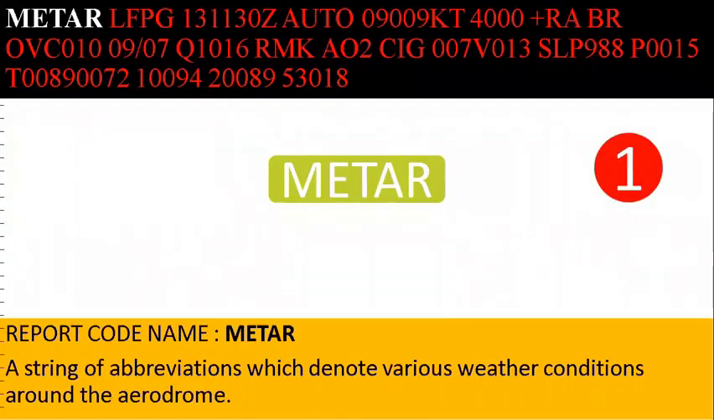You can learn all the METAR abbreviations by referring to this lesson. Let us take an example of METAR of Paris International Airport and decode it. The first element of METAR report is the report code name METAR. It is a string of abbreviations which denote various weather conditions around the aerodrome.